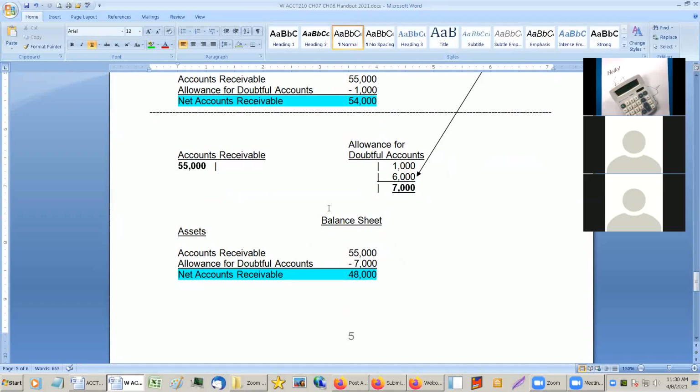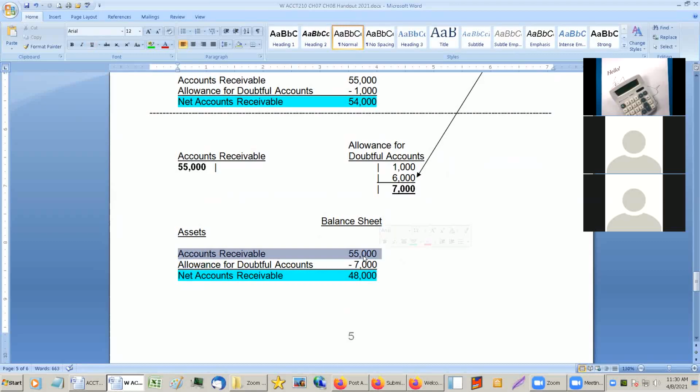So this would be on the balance sheet. And so what we tell people is, look, we're not going to collect 55,000. That's how much is owed to us. However, we know that some of these accounts are not going to be able to be collected. So we really think we're going to collect 48,000. So that is what you should expect, or something close to it, for these accounts receivable. And this is what you'd add into your total assets.